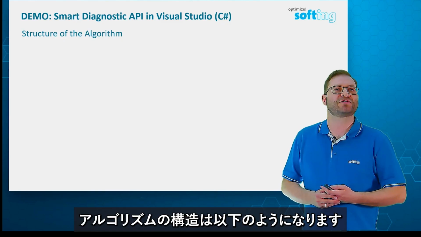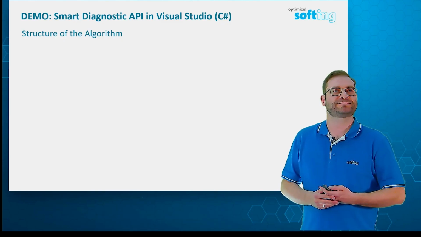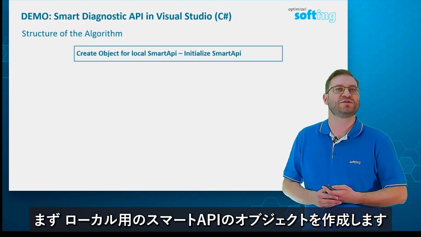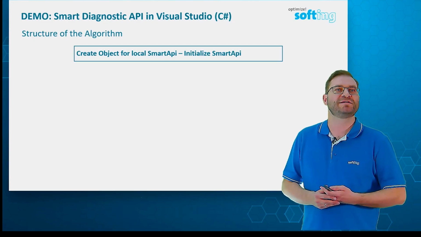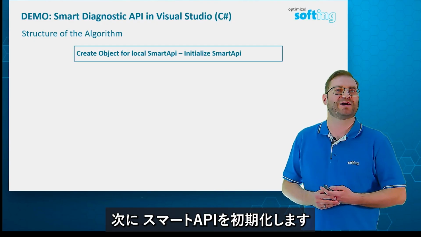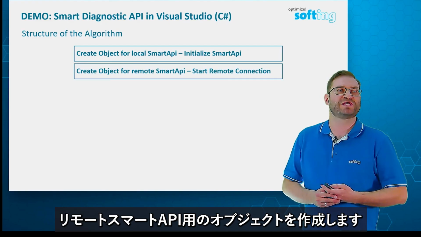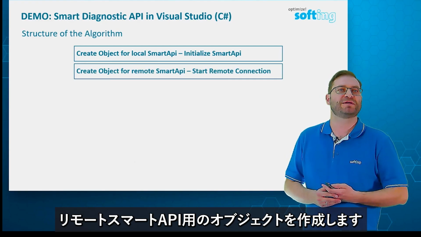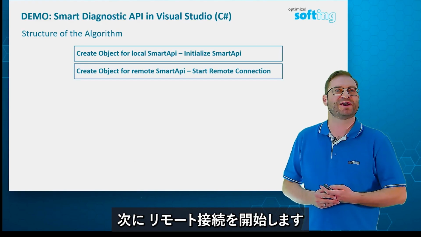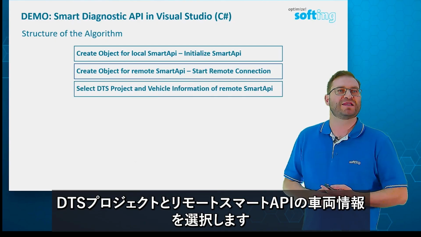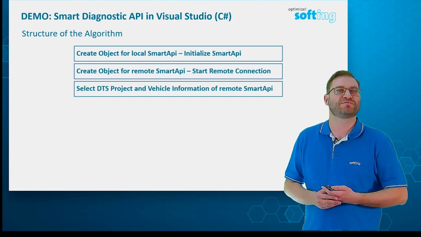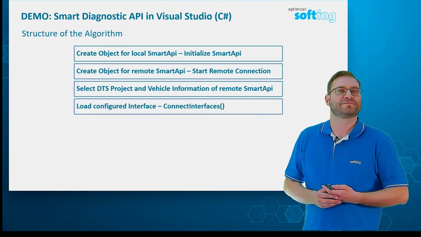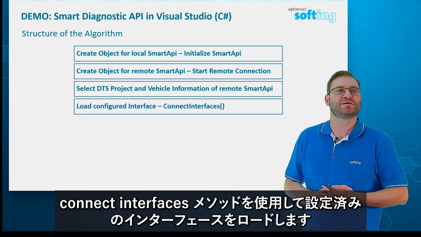The structure of the algorithm looks like this. We create an object for the local Smart API, then we initialize the Smart API. We create an object for the remote Smart API, then we start the remote connection. We select the DTS project and the vehicle information of the remote Smart API. We load the configured interface by using the method connectInterfaces.